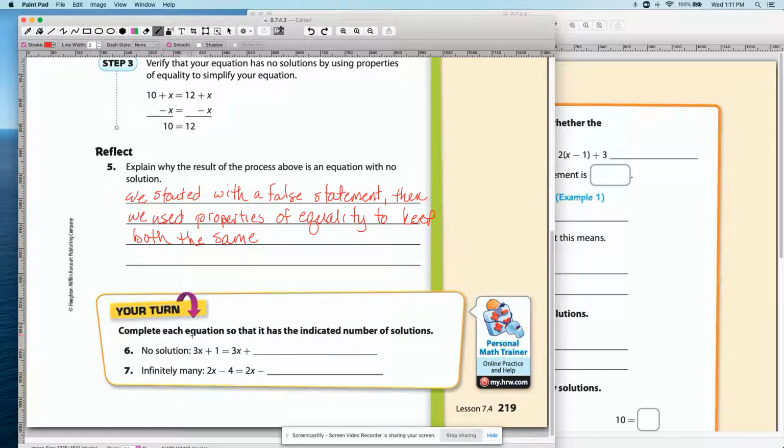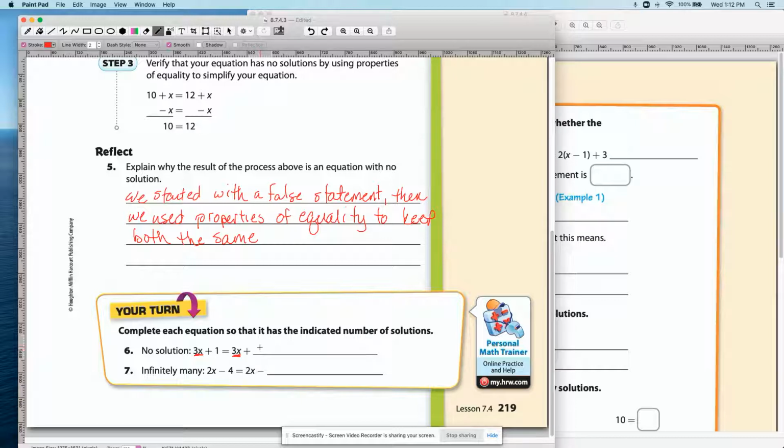So now they want us to do our own. They want us to complete each equation so that it has the indicated number of solutions. So they want us to have no solution for this. We have a 3x plus 1. So we can choose, because we have the same coefficient and variable on both sides, we can choose any number.